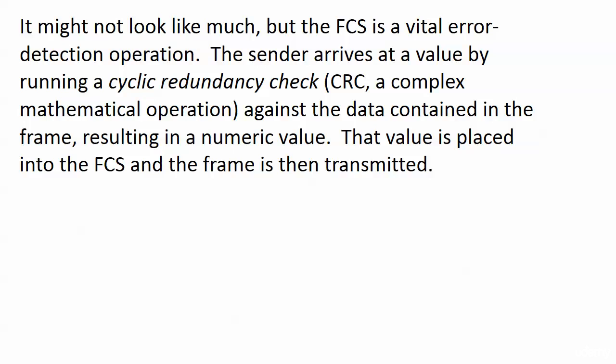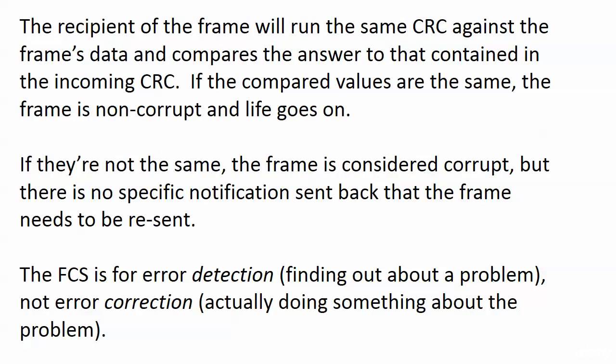Now the sender arrives at a numeric value by running what we call a cyclic redundancy check, a CRC. You can also say cyclic if you want to. Just call it the CRC. It's a complex mathematical operation, and it's run against the data contained in the frame. And the numeric value that is a result of the CRC is placed into the FCS, and the frame is then sent. The recipient of the frame will run the exact same CRC against the exact same data, the incoming frame's data, and it's going to compare the answer to that contained in the incoming CRC. Now, if those compared values are the same, the frame is non-corrupt, pigeons are released, life goes on.